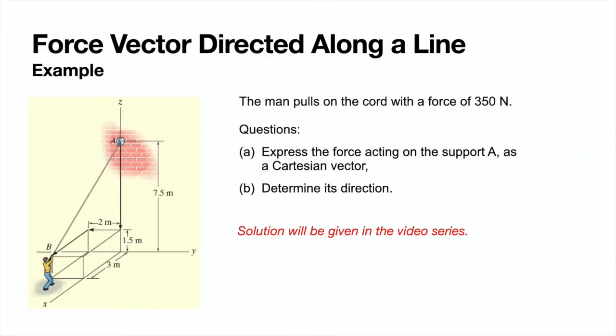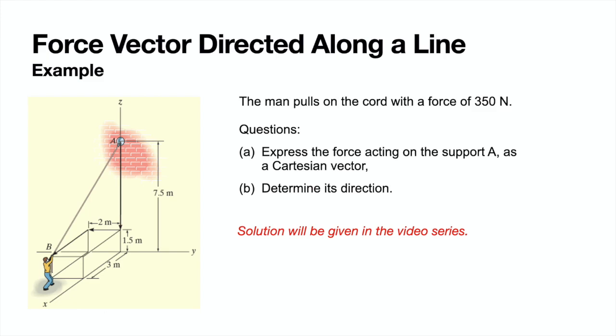Now, let us strengthen our understanding of the force vector with this example. In this example, you see the little man there is pulling the cord with a force of 350 Newton. So the magnitude of the force is given. The question asks you to express the force acting on the support A as a Cartesian vector. So when you see the words Cartesian vector, immediately think the form must be in IJK format. And then, do they want the position vector? No, they want the force vector.